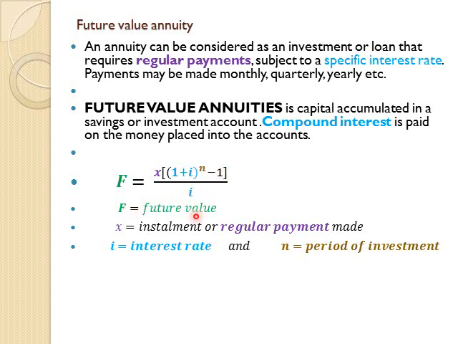So F for future value, x the installment or regular payment, right? And then i the interest rate, and n the period of investment. So I'll be solving problems using this equation, also showing you some smart ways to work with your money to generate income or generate generational wealth.